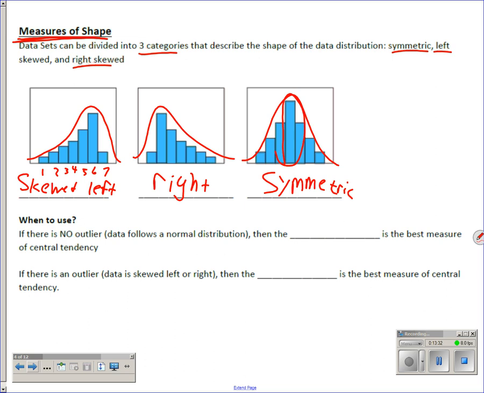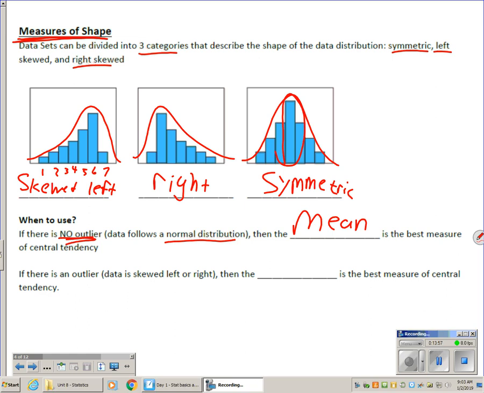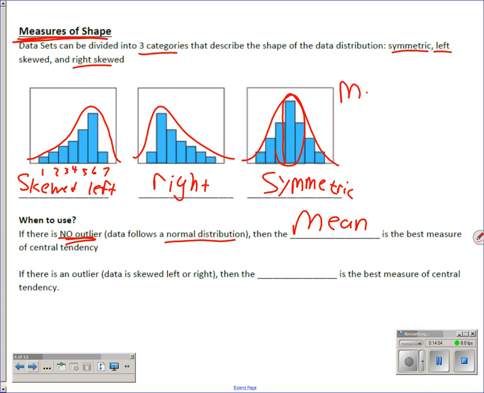Now, one thing I want you to understand, this is just how it works. If there are no outliers, if it's a normal distribution, if it follows a symmetric curve, then the mean is the best measure of central tendency. That's the best way to describe the center. The reason the mean is usually the best way to describe center is that if it's symmetric, then your mean is literally in the center. And that's the best way to describe it.